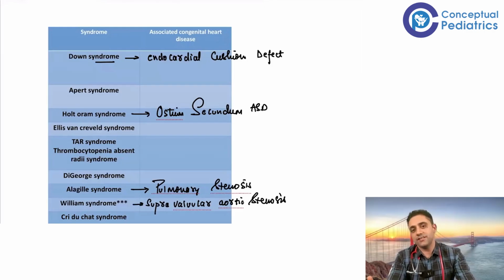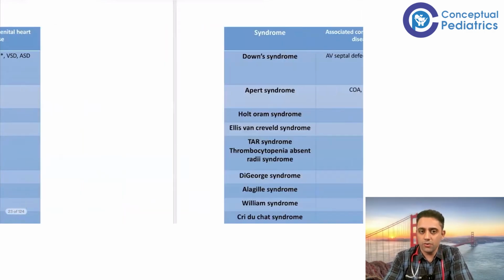This is a very straightforward exam question. The most common congenital heart disease in Down syndrome is endocardial cushion defect. In Holt-Oram syndrome it is ostium secundum ASD. In Alagille syndrome it is pulmonary stenosis. And in Williams syndrome it is supravalvular aortic stenosis.